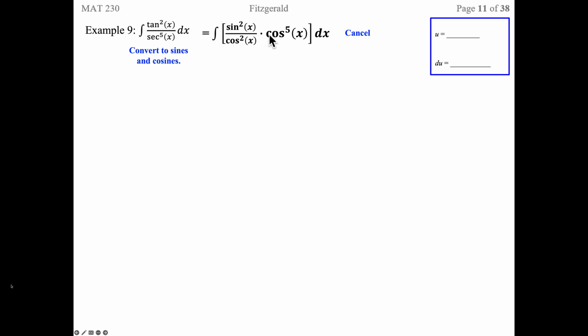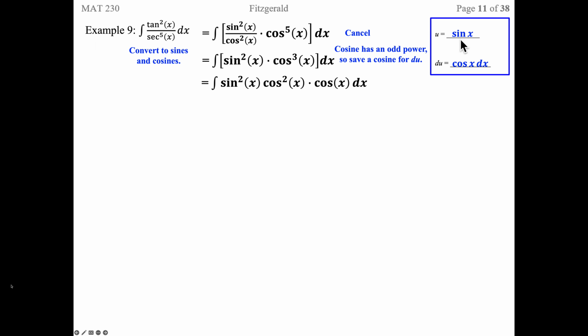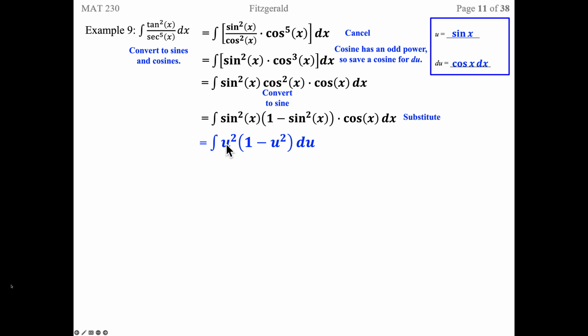We can cancel some cosines, and now we can integrate using the rules for our sines and cosines. So cosine is to the 3rd power, so we're going to take one cosine, move it with our dx, and then we'll change our u will be sine of x, our du will be cosine x dx. Change cosine squared of x to 1 minus sine squared x. Now there's my du. Put u's in for all the sine x's. U squared times 1 minus u squared du.